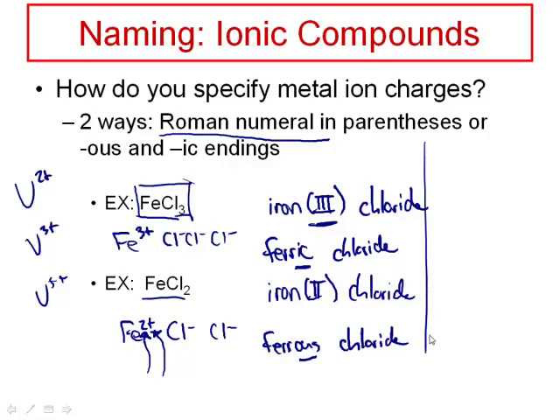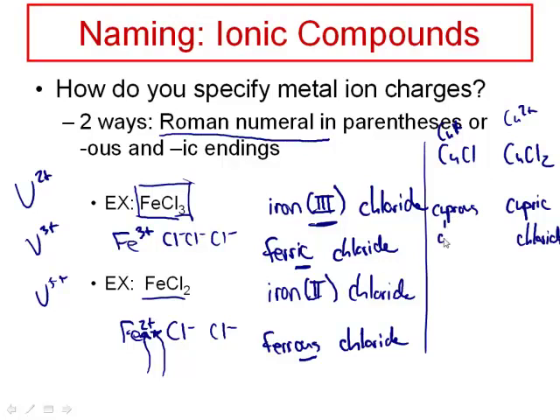In a kind of similar vein, say we're considering these two compounds here, CuCl and CuCl2. If I wanted to use that older style of nomenclature to name these, this copper ion here, we can tell, has to be a +2 charge. This copper ion here is a +1 charge, okay? I would call this one cupric chloride. I call this one cuprous chloride.